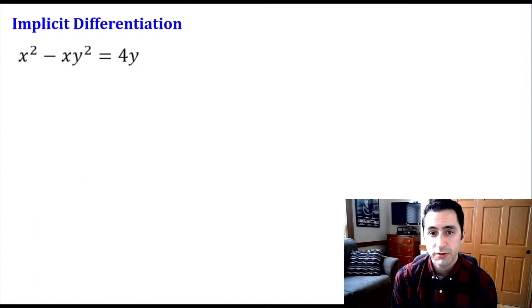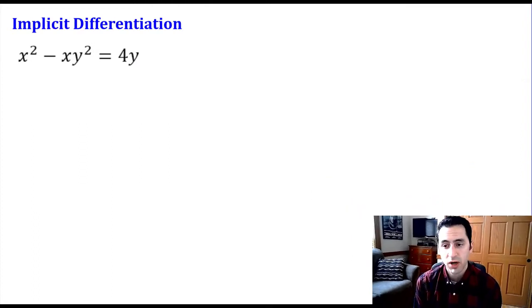So the process for implicit differentiation is that we take the derivative of both sides of our equation with respect to x, and then we solve that equation for dy over dx. Remember that notation, dy over dx, represents the derivative of y with respect to x. So if we're able to solve for that, that's going to be our derivative. Let's go through that process by taking a look at an example.